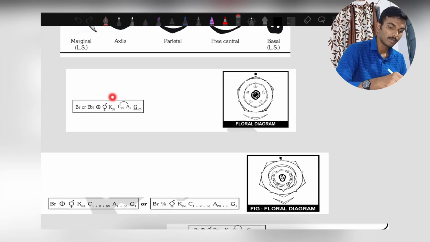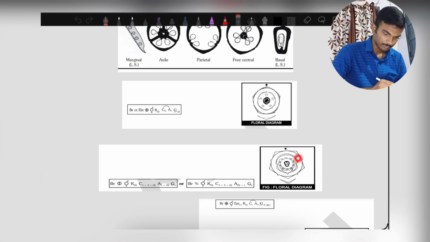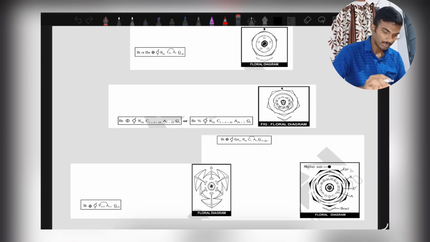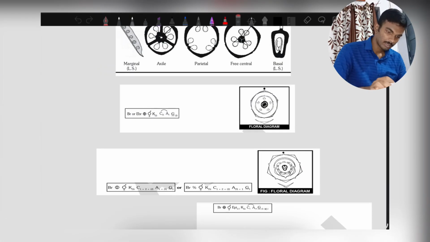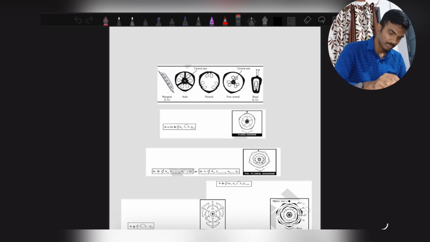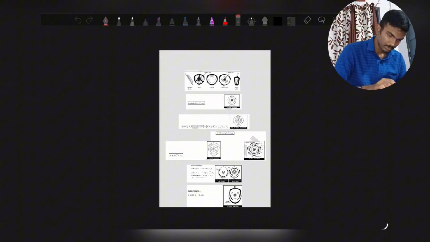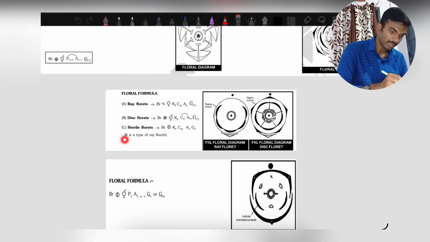Now this is Malvaceae, this is Fabaceae, this is Liliaceae, this is Malvaceae, this is Solanaceae, this is Asteraceae, and this is Poaceae.